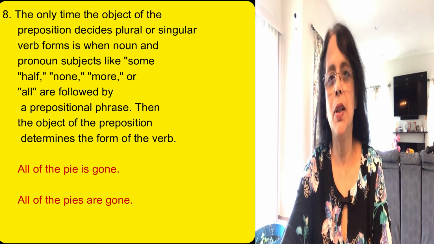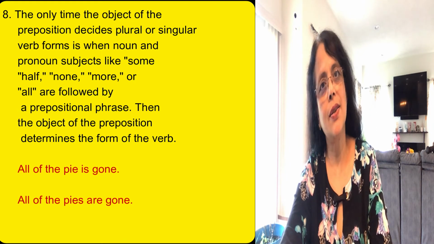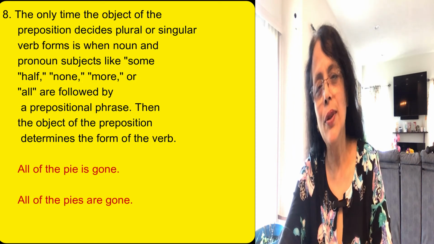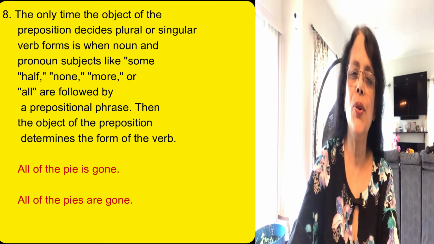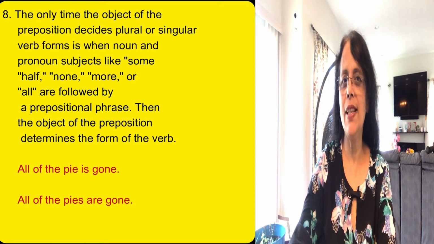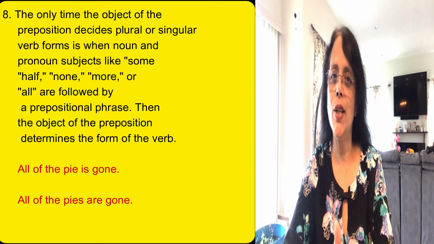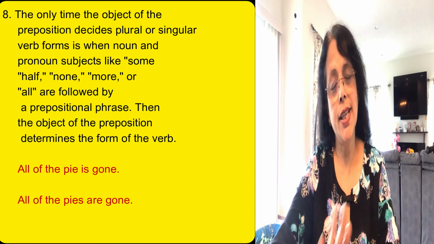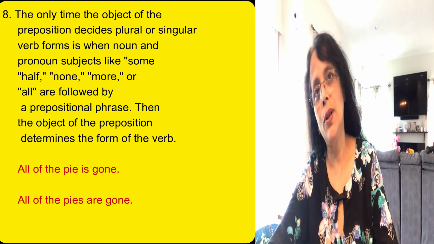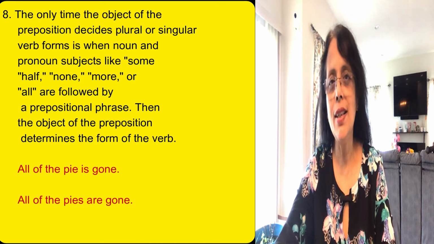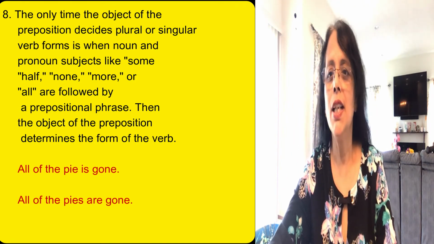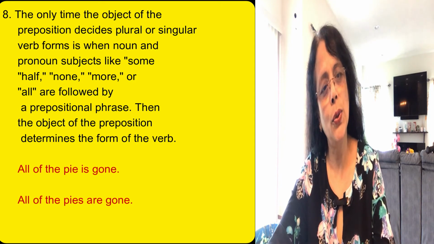Look at the example. All of the pie is gone. All of the pies are gone. In the first sentence, it is pie, so we are using singular. All of the pie is gone. In the second sentence, we are saying all of the pies. Hence, we are using plural verb. Got it? Now, let's move on to the next rule, ninth one.